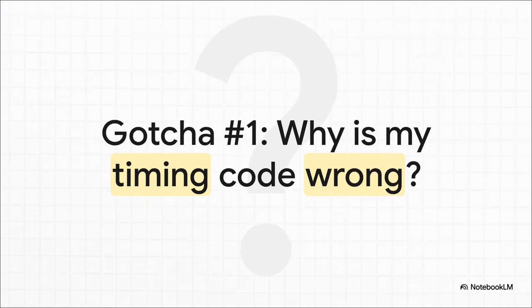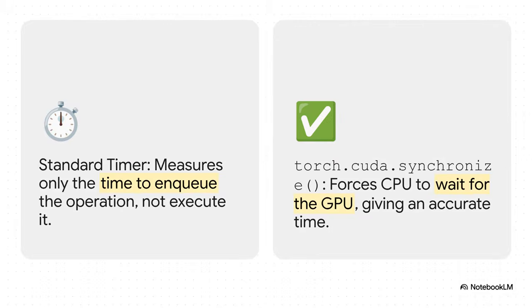Okay. Trap number 1. Have you ever tried to time a GPU operation and gotten a number back that seems way too fast? Like, impossibly fast. There's a reason for that. It goes back to that asynchronous behavior. When you use a standard Python timer, you're not actually measuring how long the GPU took to do the work. You're just measuring how long it took the CPU to tell the GPU to do the work. To get the real execution time, you have to force the CPU to wait. You do that by calling torch.cuda.synchronize. That makes the CPU pause until the GPU's entire to-do list is empty.